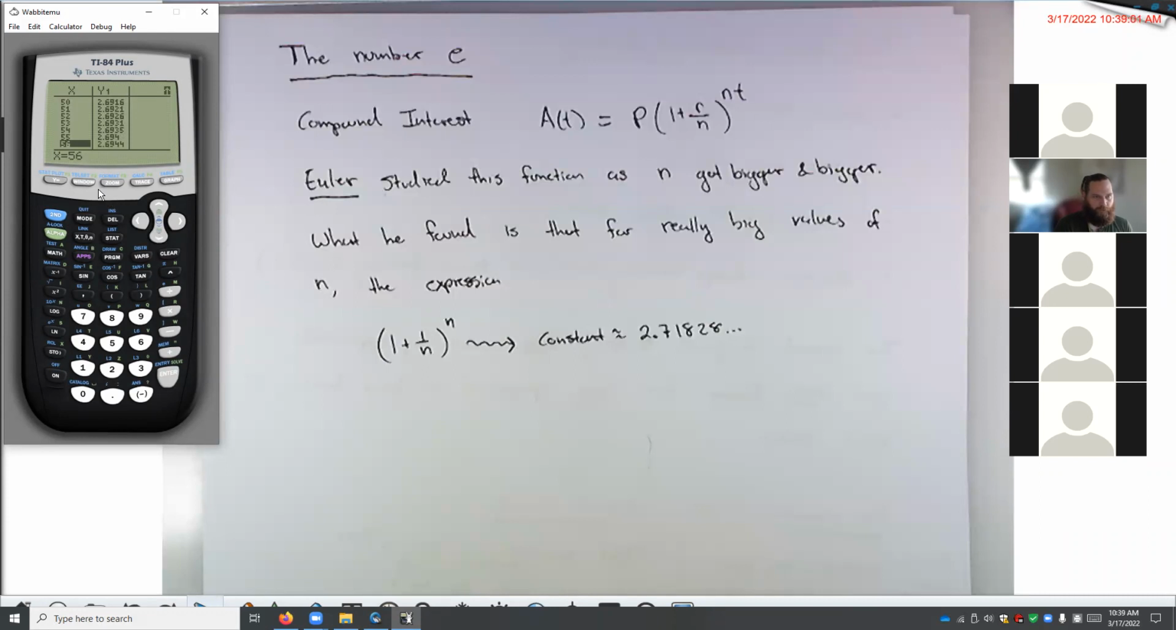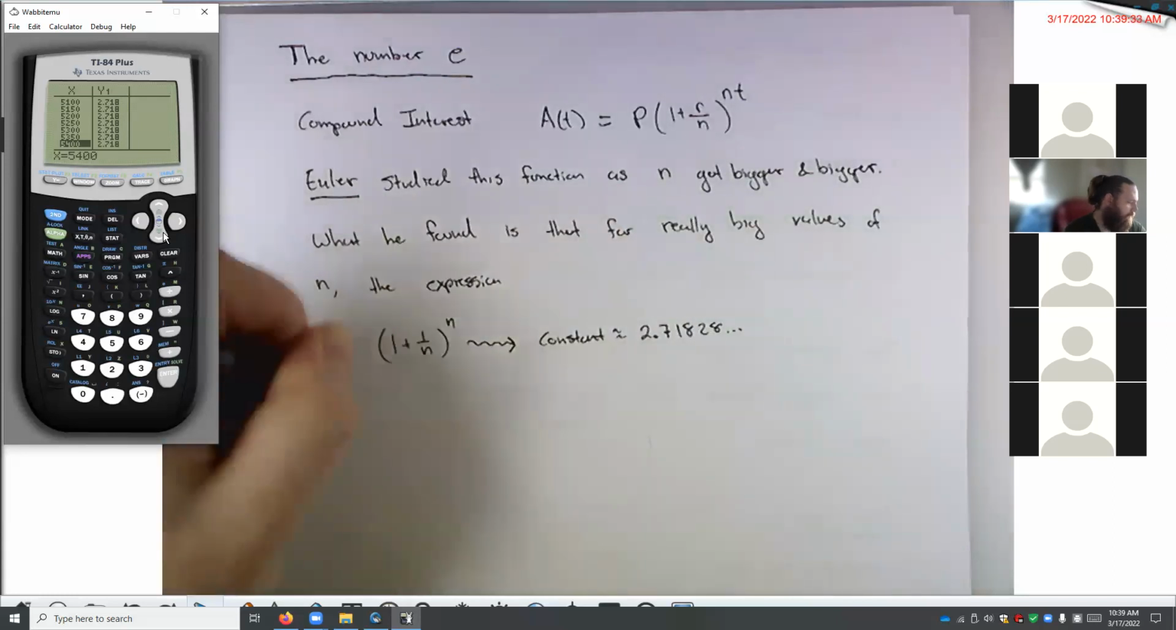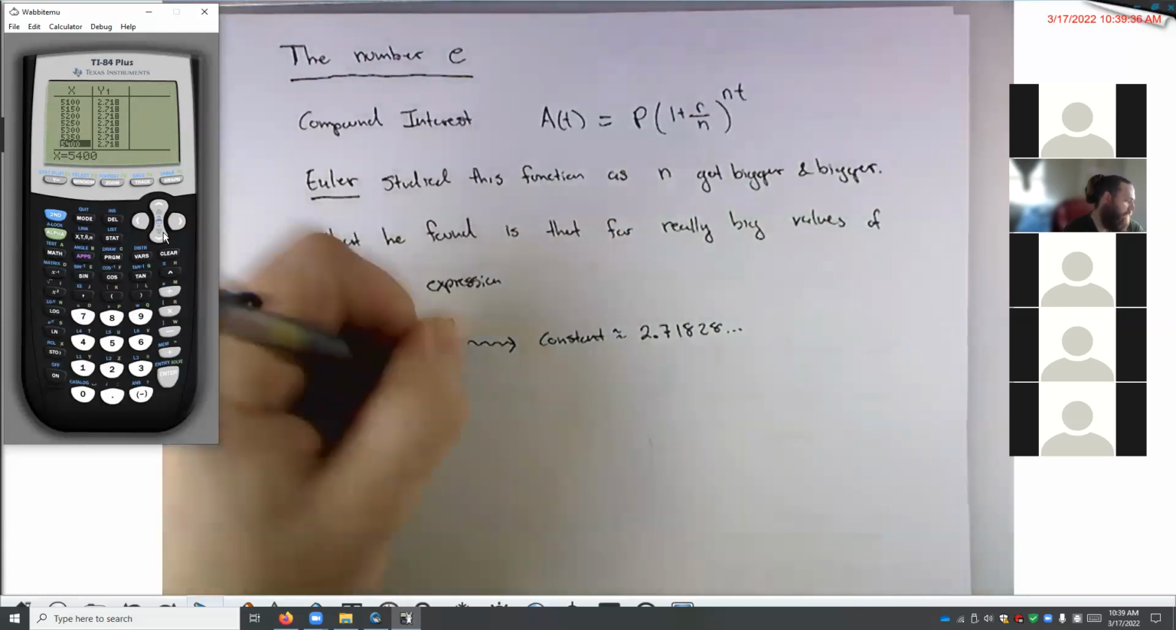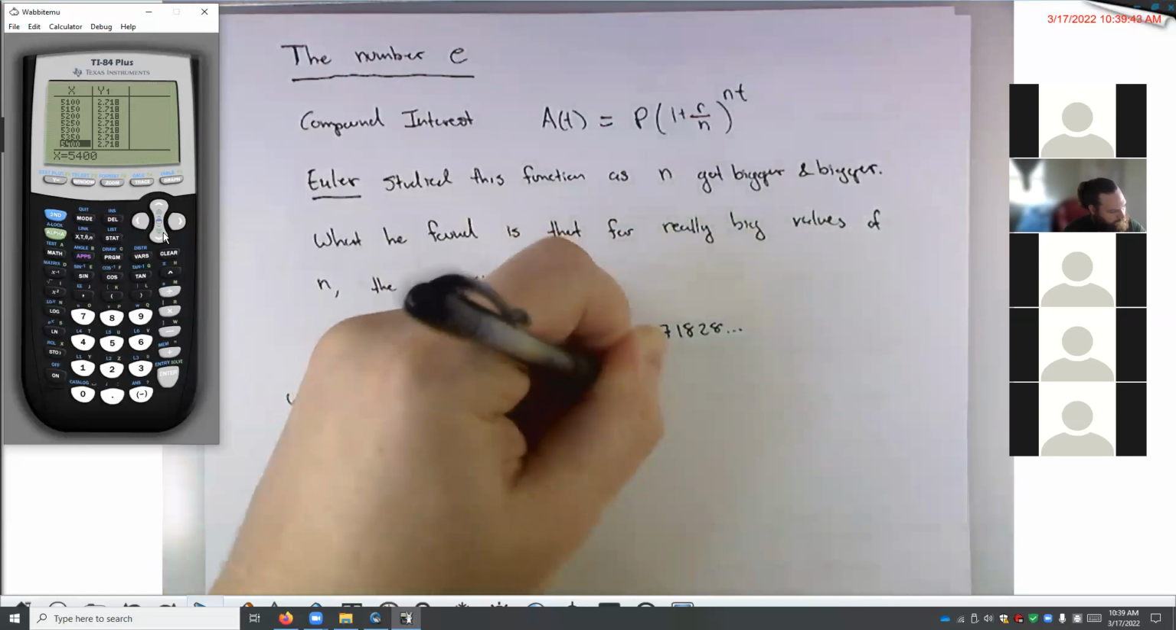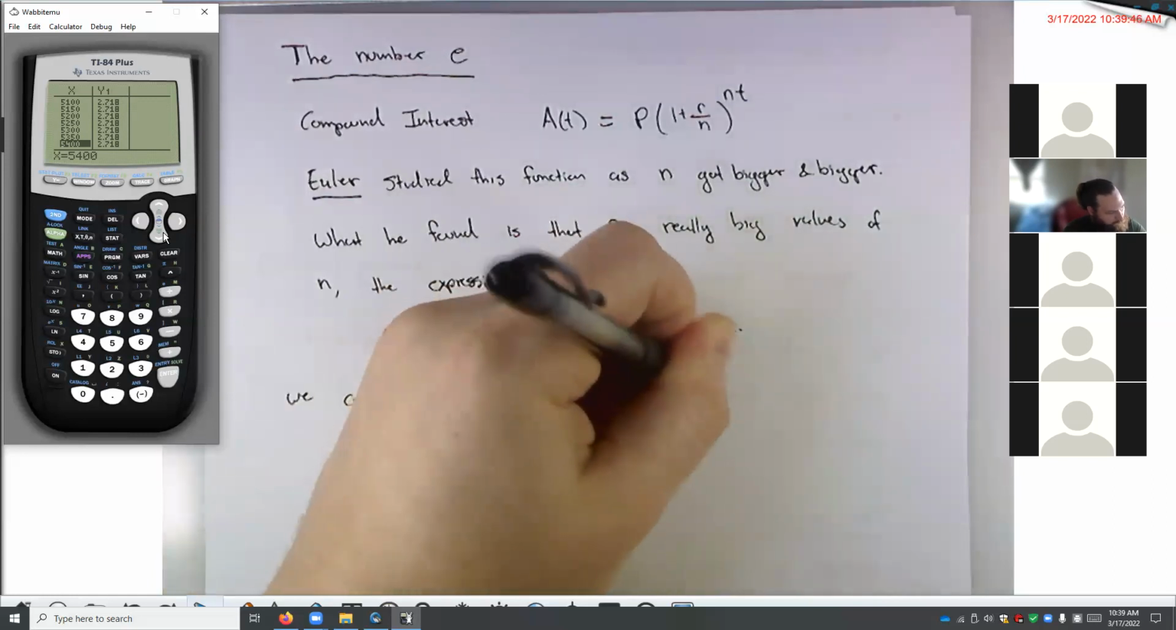And if I change my table settings, delta table, start at 50 and increase by 50, we can scroll down really quickly, and you'll see these numbers getting closer and closer to the number I wrote down here, 2.71828. It's got to go quite a while till we get that third digit. There it is, 2.718, and then eventually you'll see a 2. We call this number e. And e is this 2.71828, blah, blah, blah.